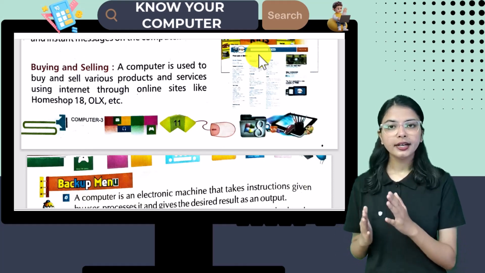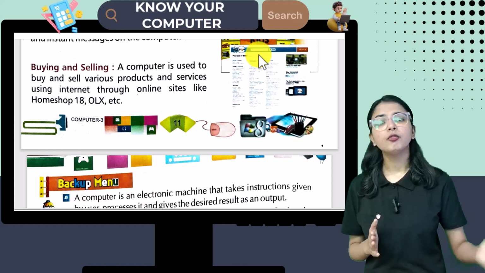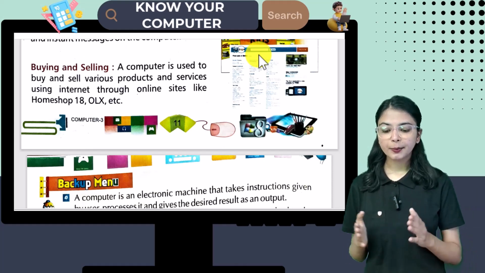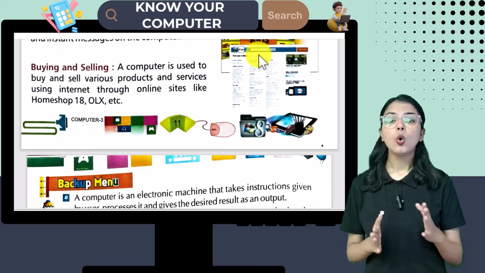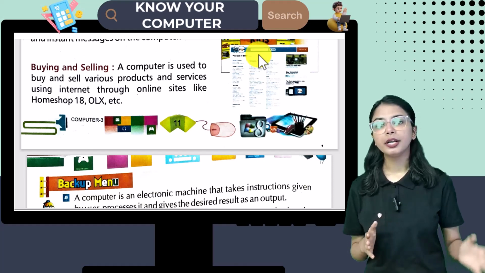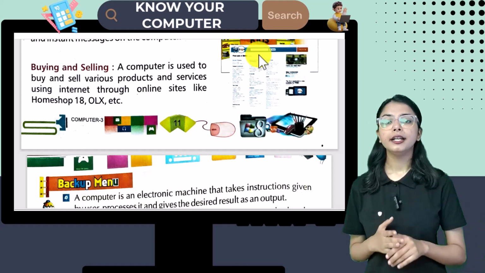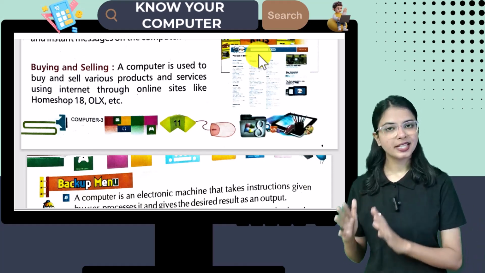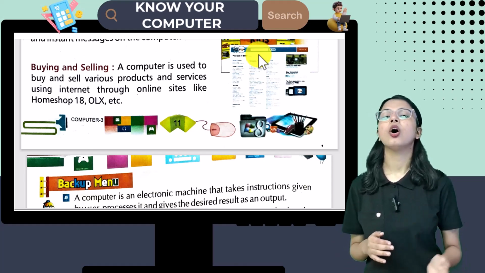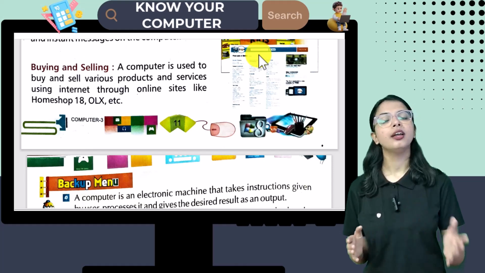Okay, so on internet there are various online shopping websites. Okay, like eBay, Home Shop 18, OLX, Amazon. So these are the websites which are on the internet, and internet can be accessed by computer. So with the help of computer we can buy or sell any products or services.